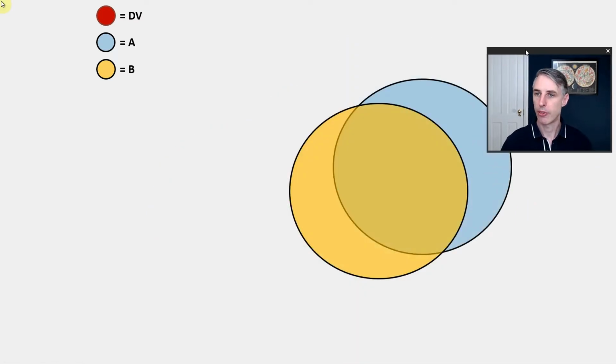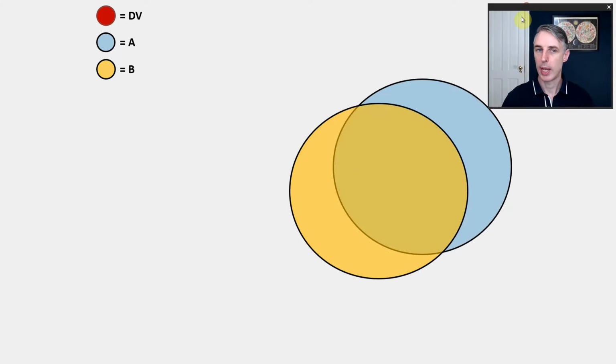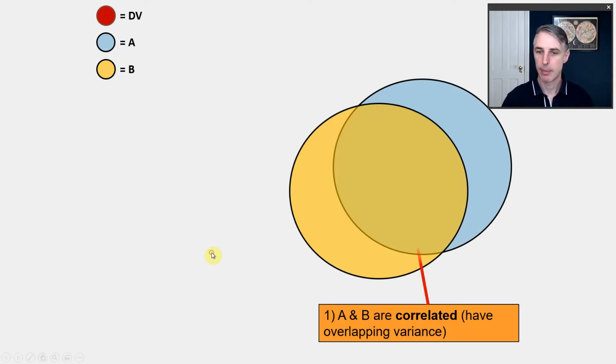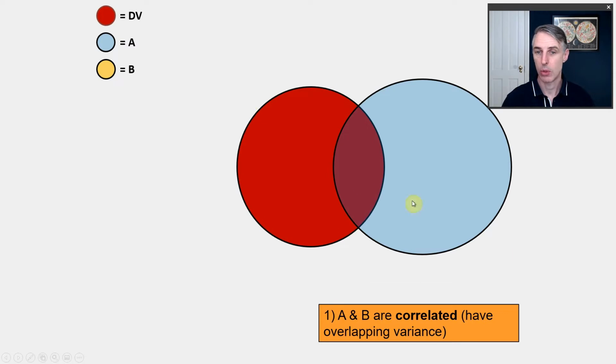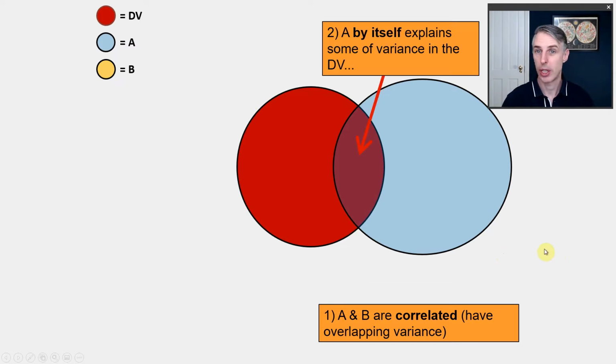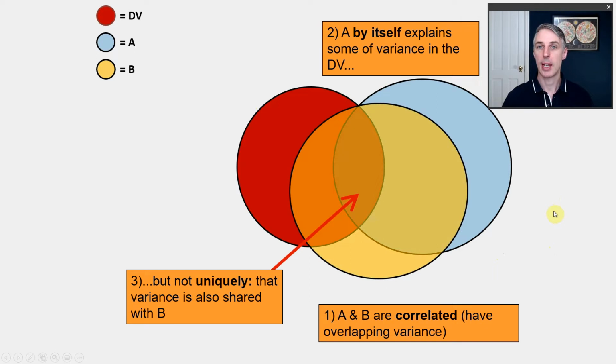Now let's look at a slightly different case. Here we have variables A and B being correlated with one another. They actually share variance with one another. They overlap. In such a situation, you may enter a simple regression where A predicts the DV, and it does appear that A by itself significantly predicts variance in the DV. It turns out to be a significant predictor. But what might happen then is if we add variable B in a second block, A becomes non-significant, and B is a significant predictor.